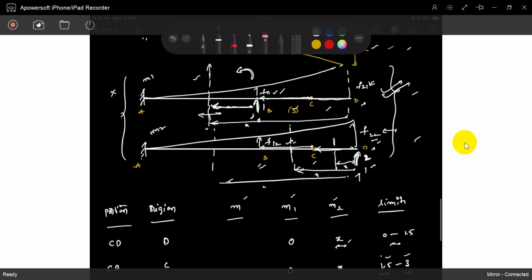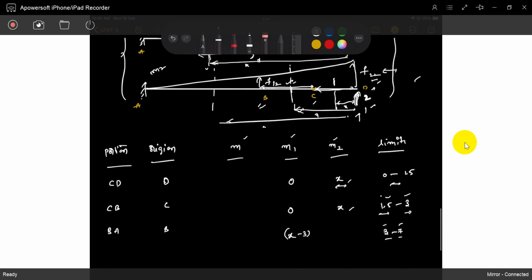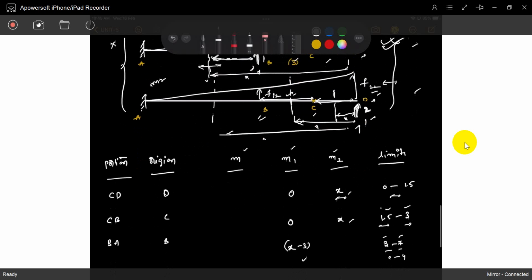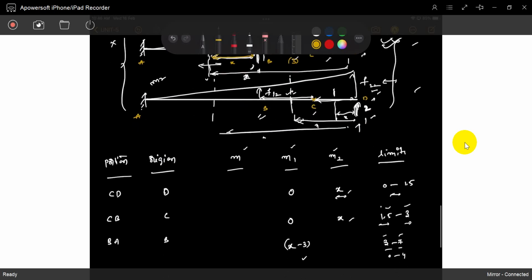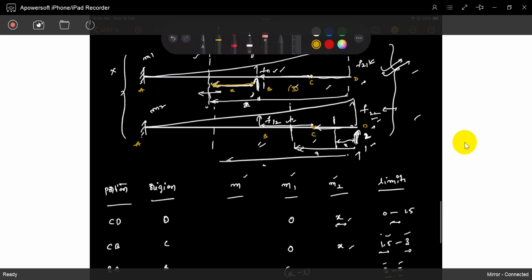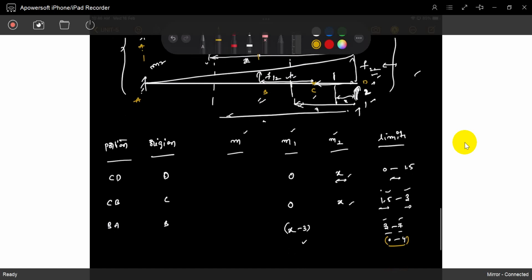Otherwise, if you take this also from 0 to 3, you can take this as x only. If you take this as 0 to 4, are understood? This is x. If you take this as the only part, x, the integration limits are 0 to 4, because you write from 0 to this 4. But if you take the limits from 3, that is 3 to 7, because you've taken this as the starting point, 0. That's why its bending moment is what? What do you have to write? x minus 3.